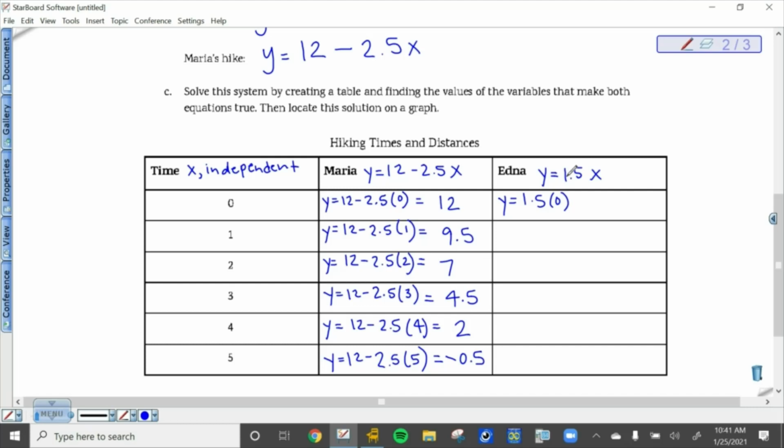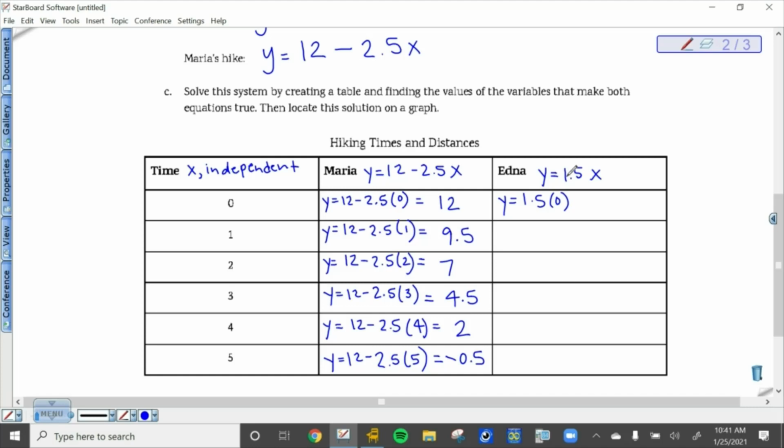Now, think about where and when did they meet? What time was it at? 3 hours. Now, let's go on to that side.